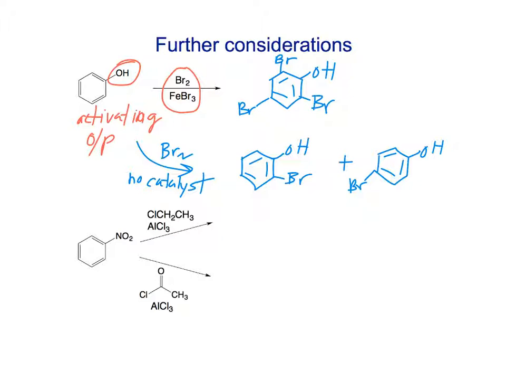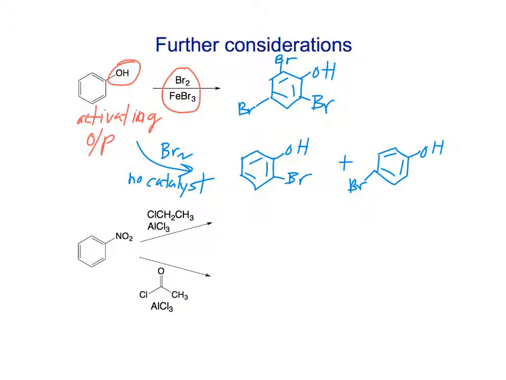Yeah? What other groups would you consider strong activating groups? Good question. The question was, what other groups are strongly activating? I think the other one are the amines. So the O right there or a nitrogen, they're both good at donating electrons in that way.